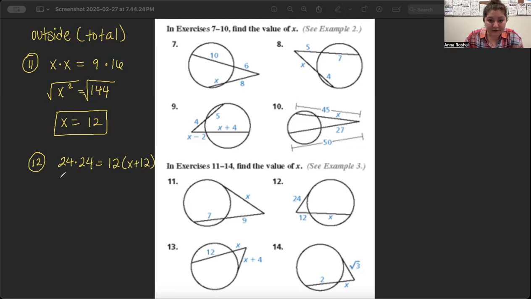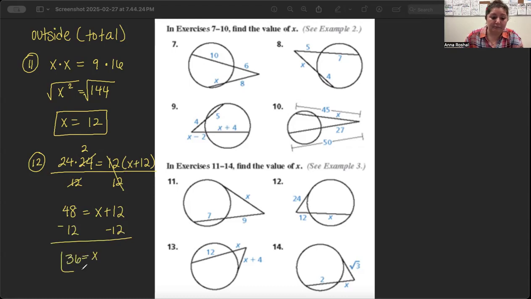One thing that I can do if I don't have access to a calculator for these problems in order to make my life a little easier is I can divide both sides by 12. So if I divide this side by 12, that just cancels. And if I divide this side by 12, I get multiplied by 2. So I'm going to end up with 48 equals x plus 12. And then I'm going to subtract 12 on both sides to get x is 36. And then that would be my final answer.